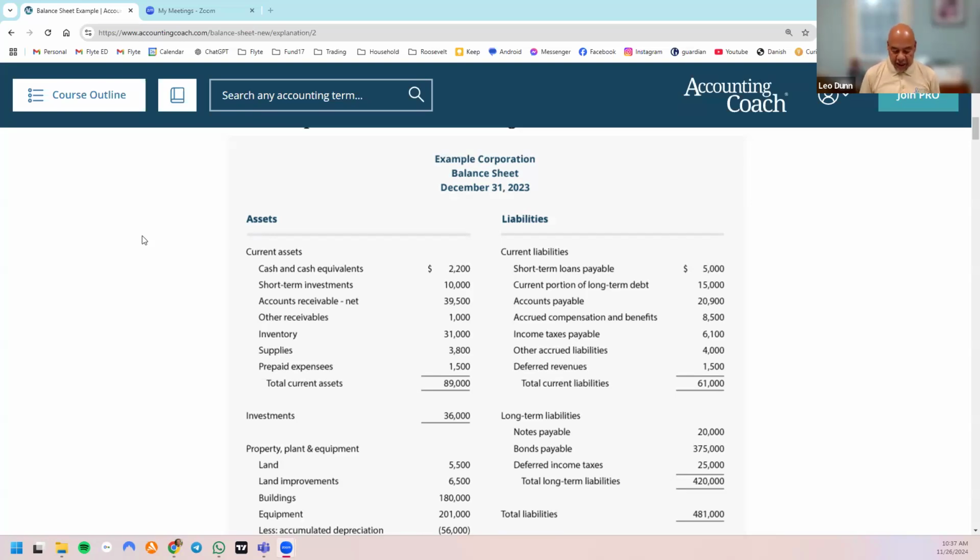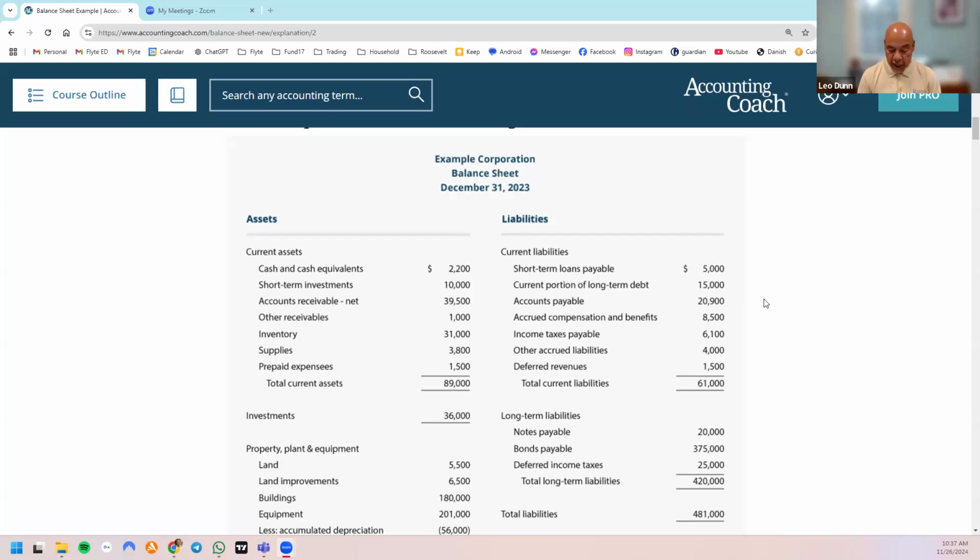The next section under liabilities would be our long-term liabilities. These liabilities are to be paid back over a period of greater than 1 year. Again, we have notes payable. We recognized the current portion of it in our current liabilities, but the portion that is owed beyond 1 year is shown here under long-term liabilities.